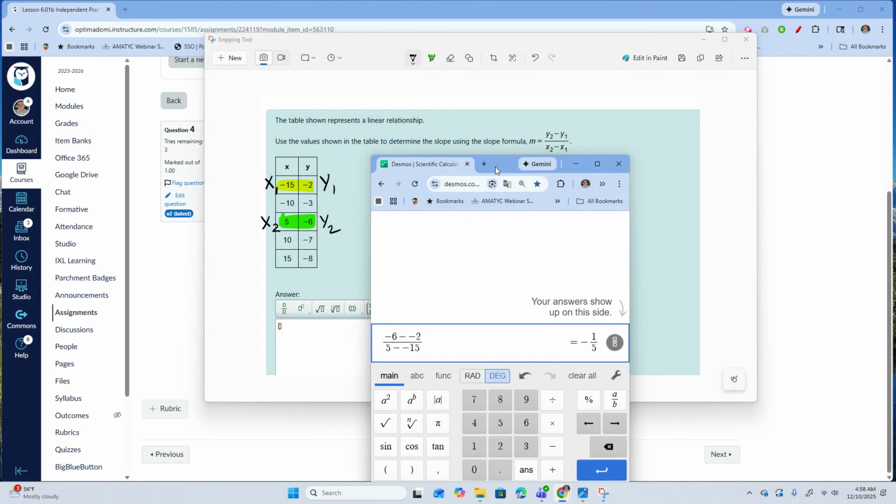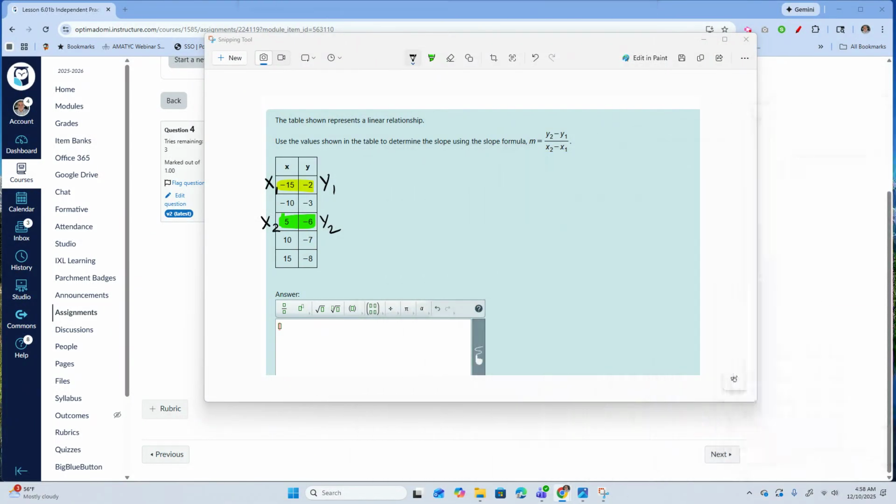Again, this is super easy. Just choose 2 rows from the table. First row, call it X1, Y1. Second row, call it X2, Y2. Let's go to the next problem.